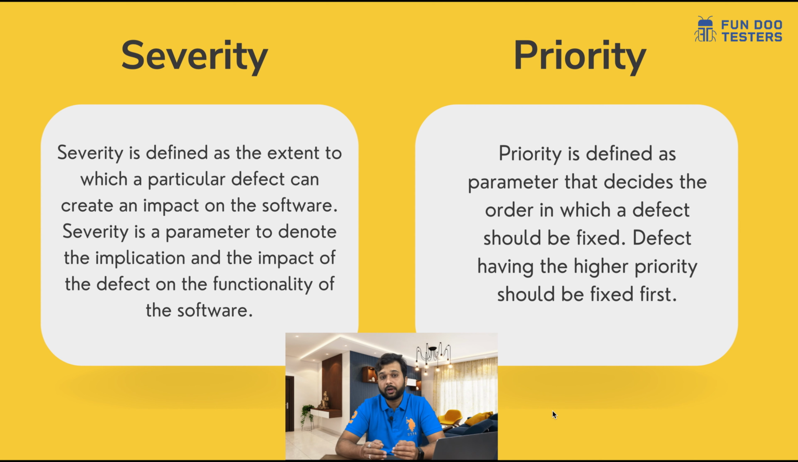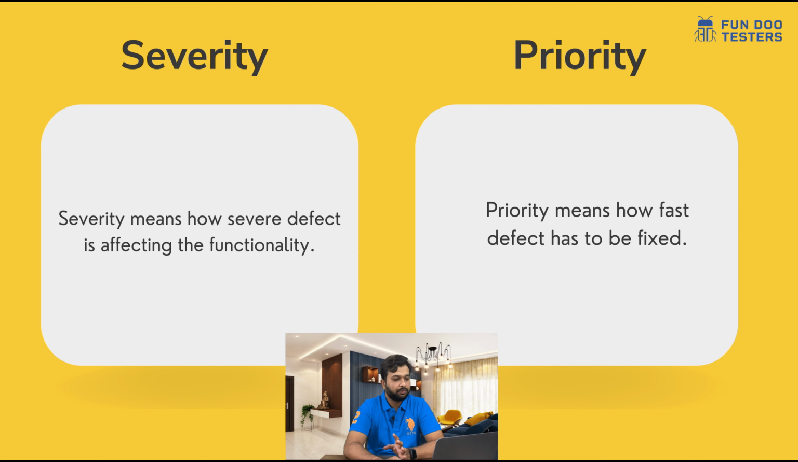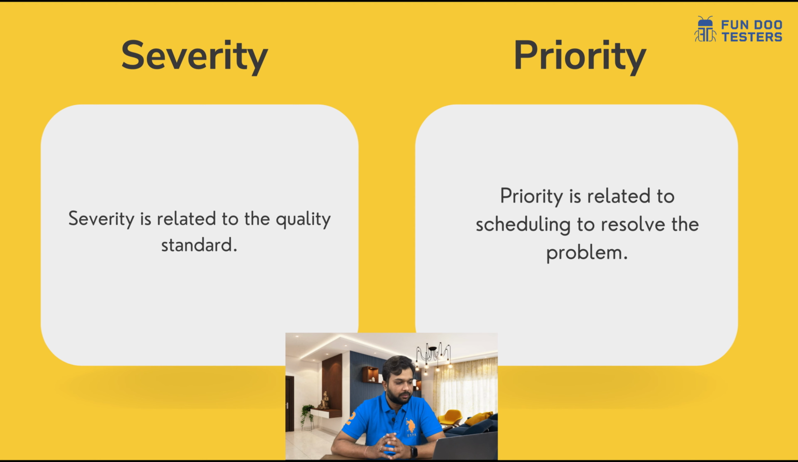Let's understand the proper definitions. Severity is defined as the extent to which a particular defect can create an impact on a software. Severity is a parameter to denote the implementation and the impact of the defect on the functionality of a software. Priority is defined as a parameter that decides the order in which defects should be fixed. Next difference is, severity means how severely the defect is affecting the functionality, and priority means how fast the defect has to be fixed.